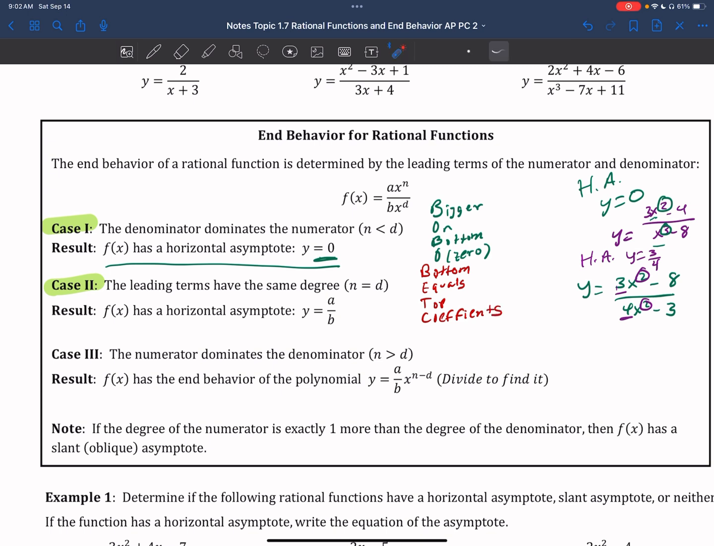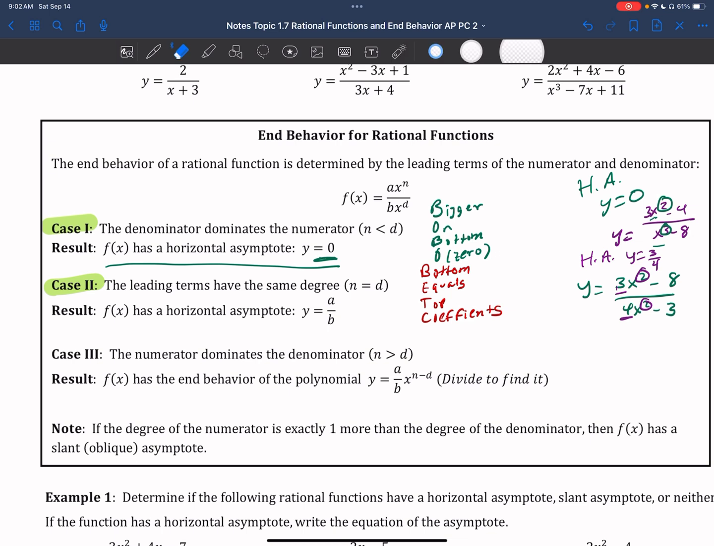So when I do this, again, when I'm saying bottom equals top, I'm talking about the degree. The degree of the bottom equals the degree of the top. The degree of the denominator is equal to the degree of the numerator. When that happens, to find my horizontal asymptote, all I have to do is divide the coefficients by each other.